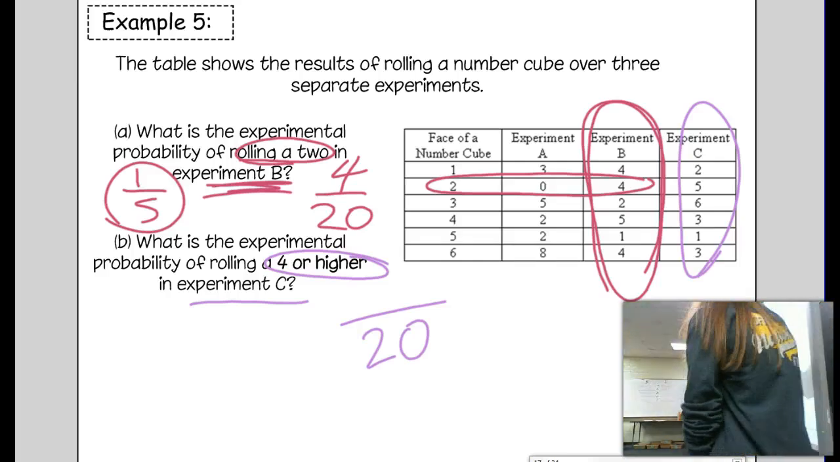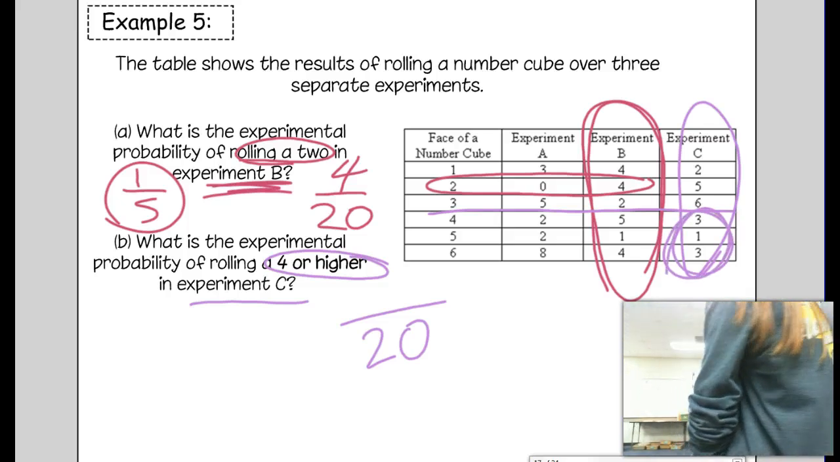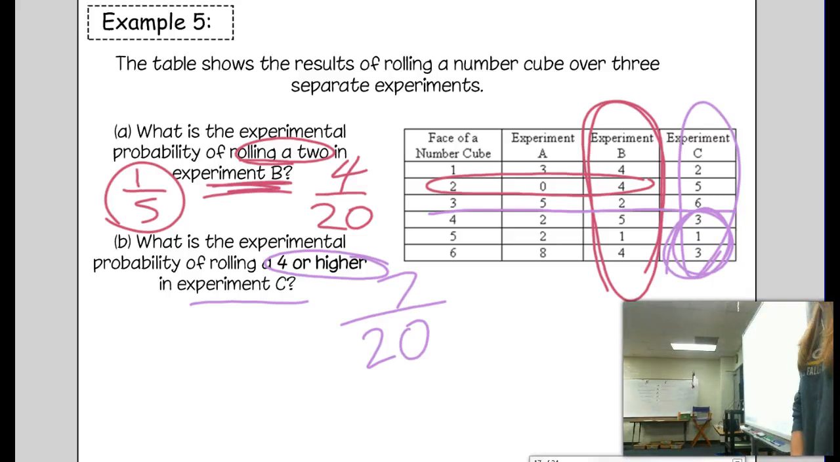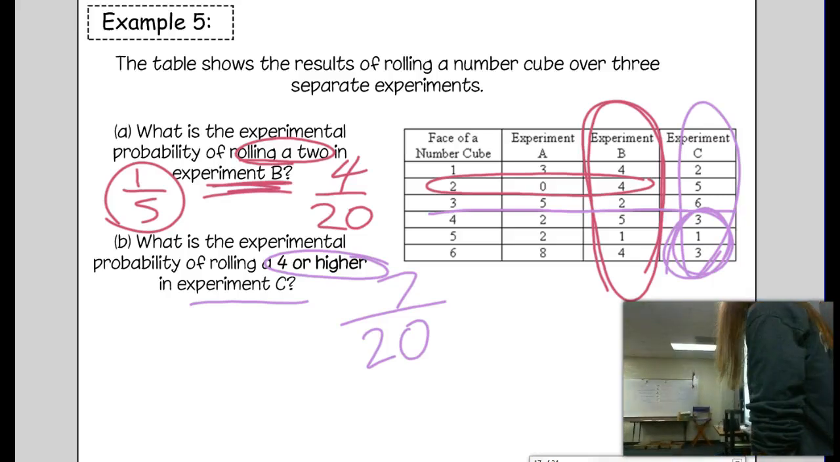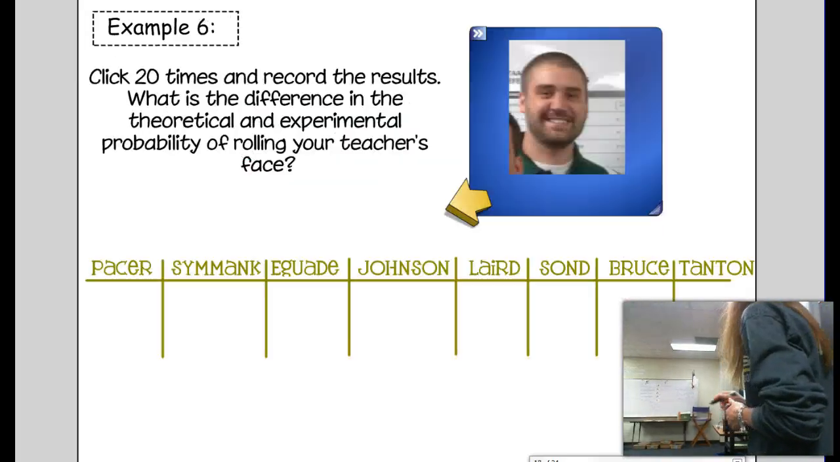What are we adding up? 3, 4 or higher. 7. Is that reducible? Nope. So we're done. You can change it into a percent. It just depends on what the question asks you to do.